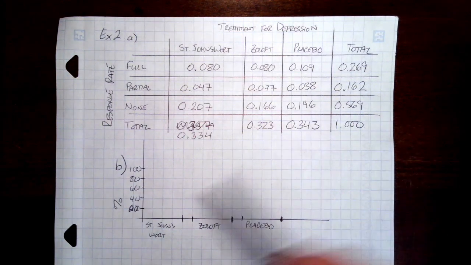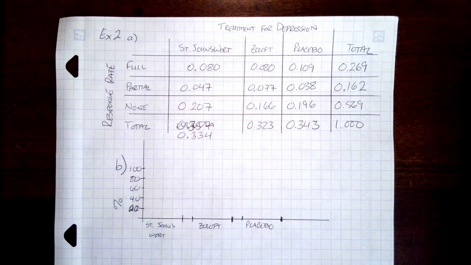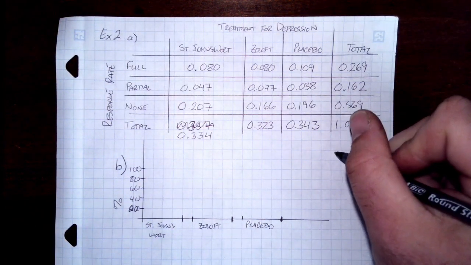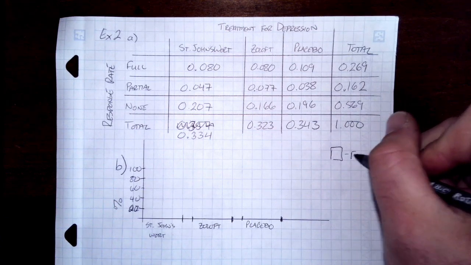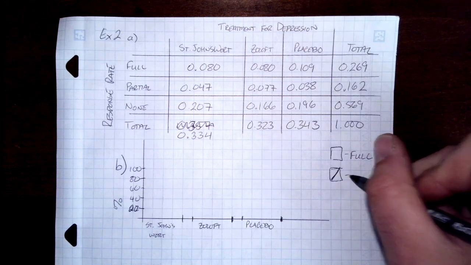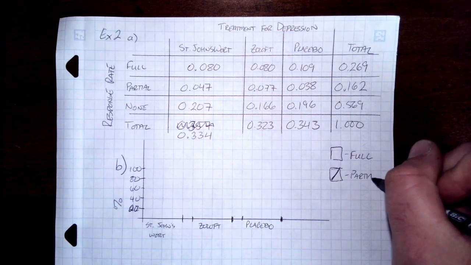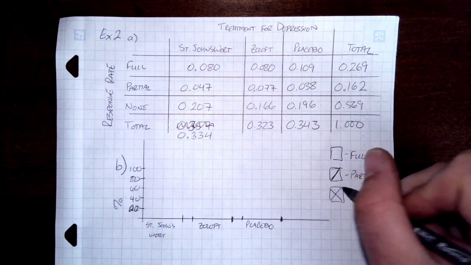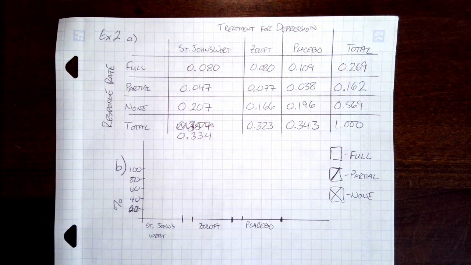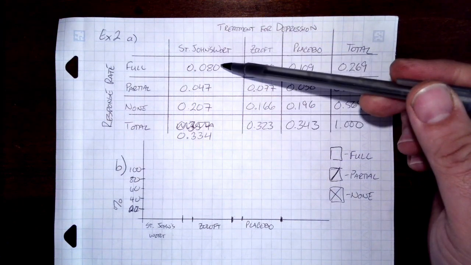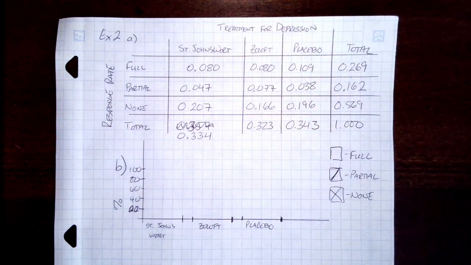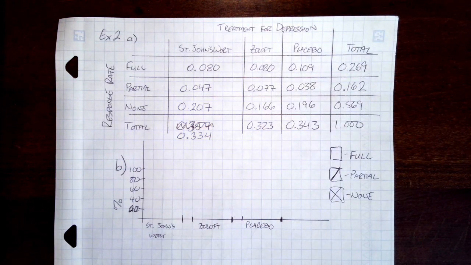But these are not the numbers that go into our segmented bar graph. Instead, we need to figure out what percentage of each group felt full response. I'm going to go partial response. And lastly, no response. So we can actually get each of these by dividing the response rate by the total for that category or for that treatment. So if we are looking for what percent of St.